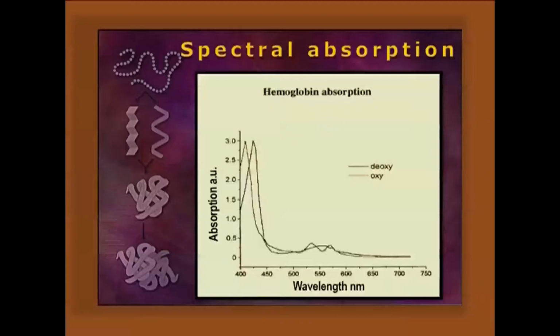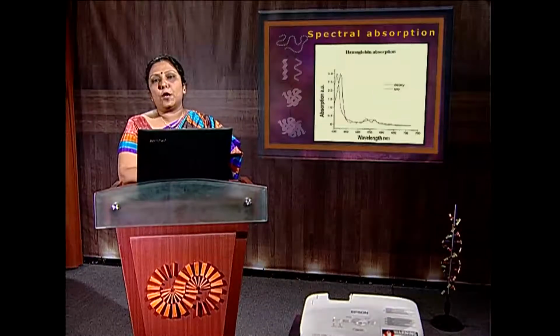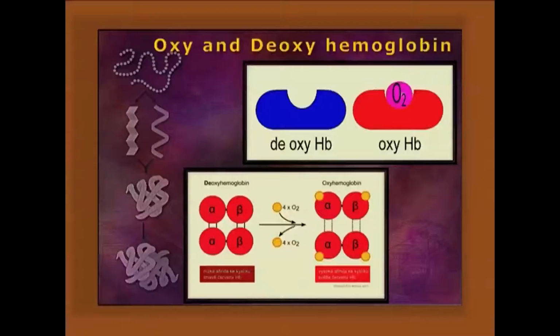Spectral absorption: as we know, Fe3+ is the condition called methemoglobin in the case of hemoglobin, or metmyoglobin in the case of myoglobin. Within the RBC, methemoglobin reductase is there, which converts it back to the Fe2+ condition. According to absorption, Fe3+ methemoglobin has absorption at 405 nanometer. Deoxyhemoglobin, Fe2+, which is purple in color, has absorption at 430 nanometer, and Fe2+ oxyhemoglobin has absorption at 415 nanometer.